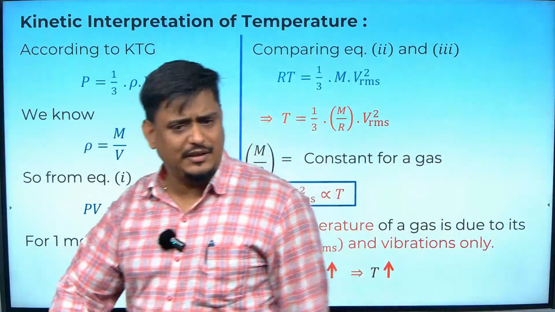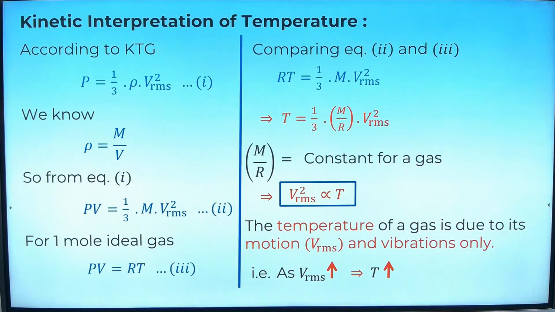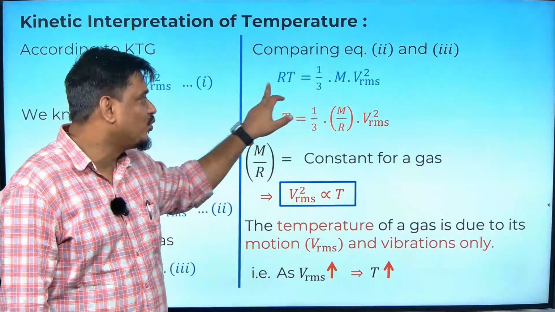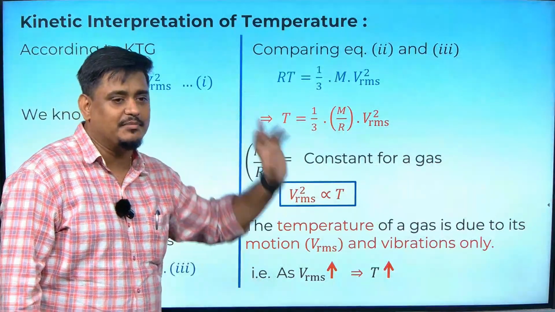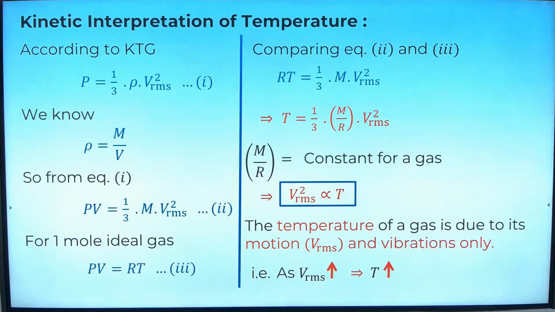Can I proceed further? Copy fast. Don't take much time. In this page, that is very important. V RMS square is proportional to T. And from here, V RMS can also be written as root over 3RT by M, isn't it? That is the formula of V RMS. We will convert this into Kb also, the Boltzmann constant.